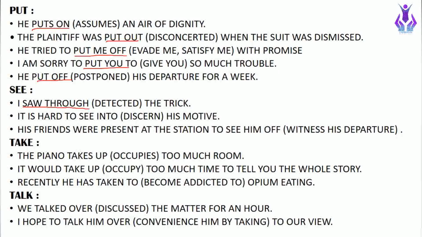The next sentence is, it is hard to see into his motive. See into means discern. The next is, his friends were present at the station to see him off. So see him off is a very common expression, which means witness his departure. The next word is take. The piano takes up too much room. So takes up means occupies.